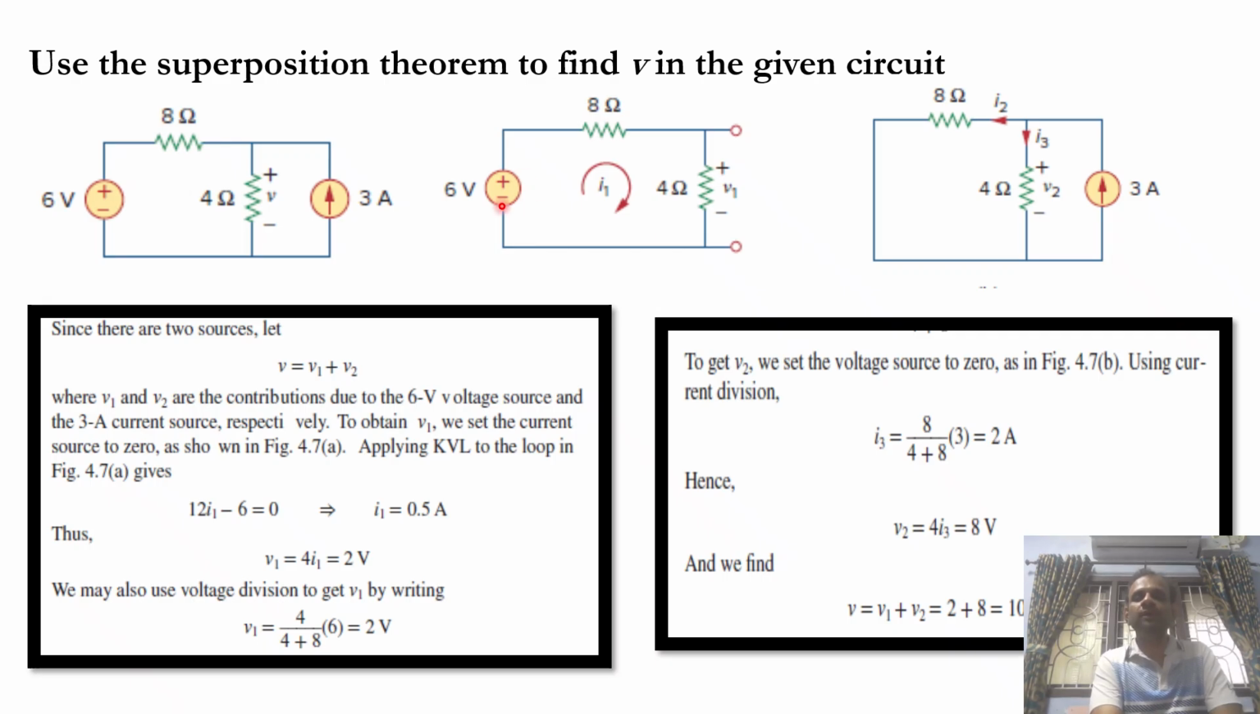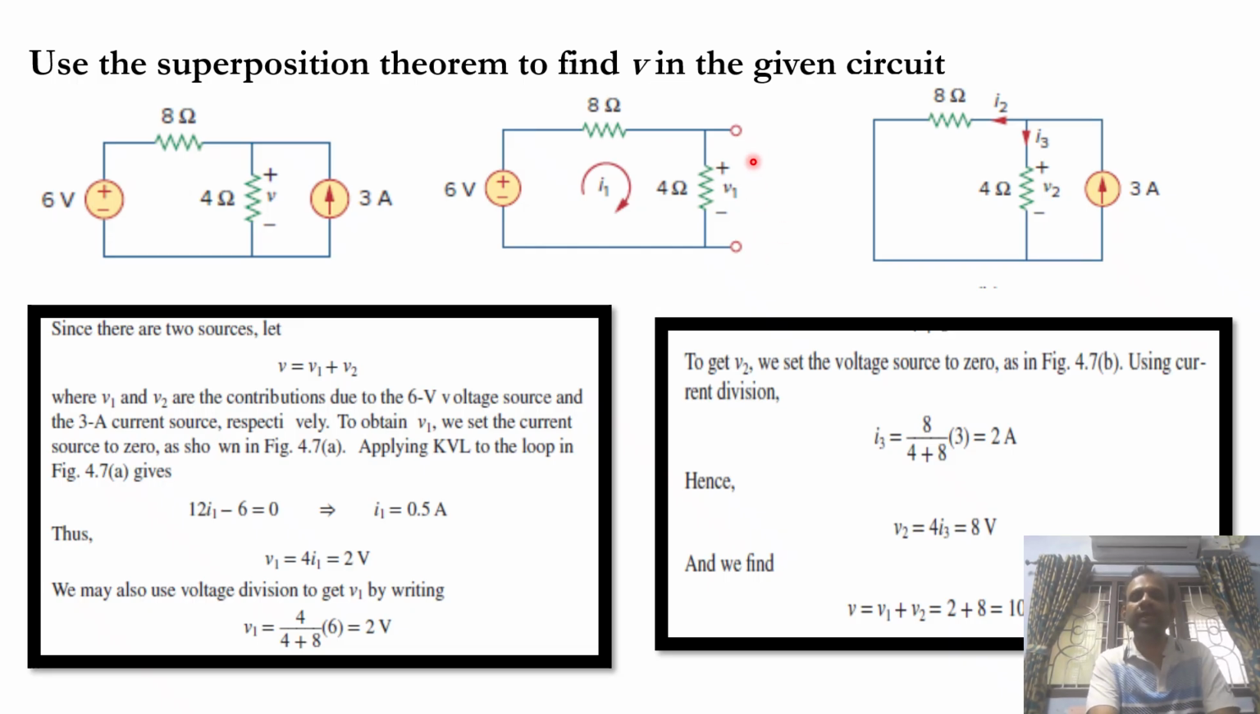So 6 volt, first we have to make 3 ampere 0 by open circuiting this. So it is removed now. So you have 8, 4 and 6 volt. We have to find the voltage V1 using the superposition theorem.